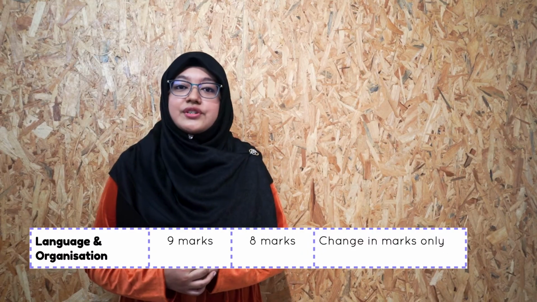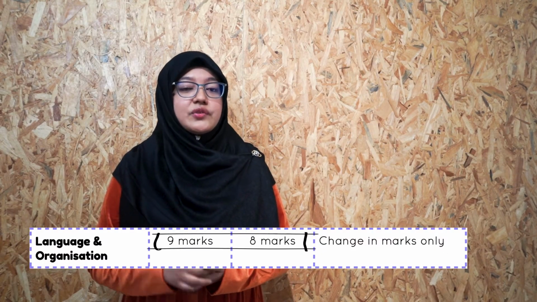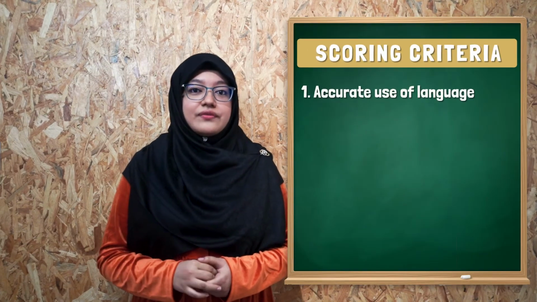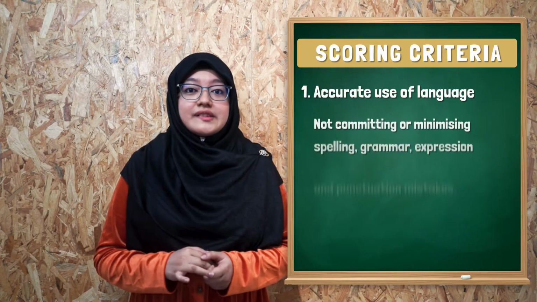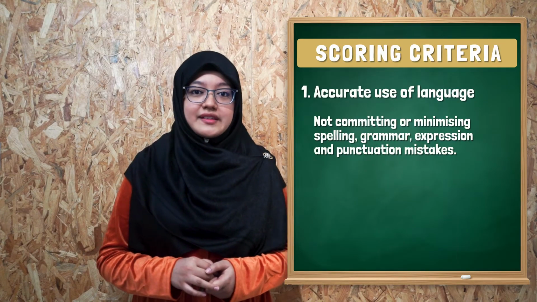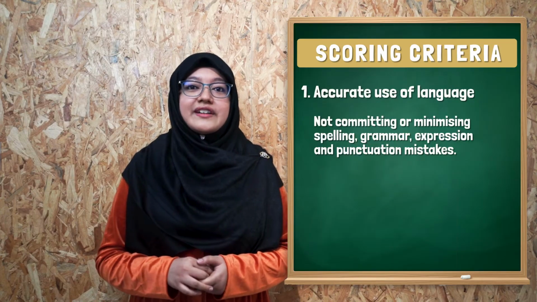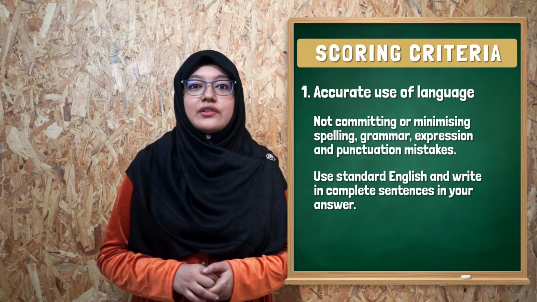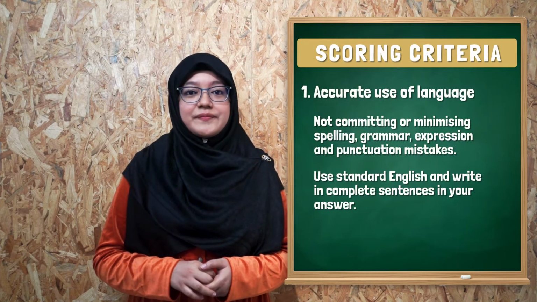As mentioned earlier in the video, the marks for the language and organization component is reduced by 1. Despite the reduction in mark, you should continue to check your work carefully. This is because you are still marked based on the same criteria. 1. Accurate use of language. This means not committing or minimizing spelling, grammar, expression, and punctuation mistakes. Hence, you should always revise commonly misspelled words and ensure that you use standard English as well as write in complete sentences in your answer.